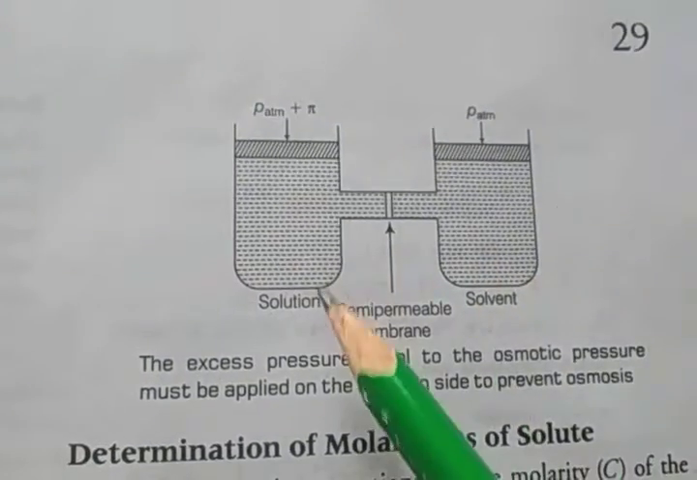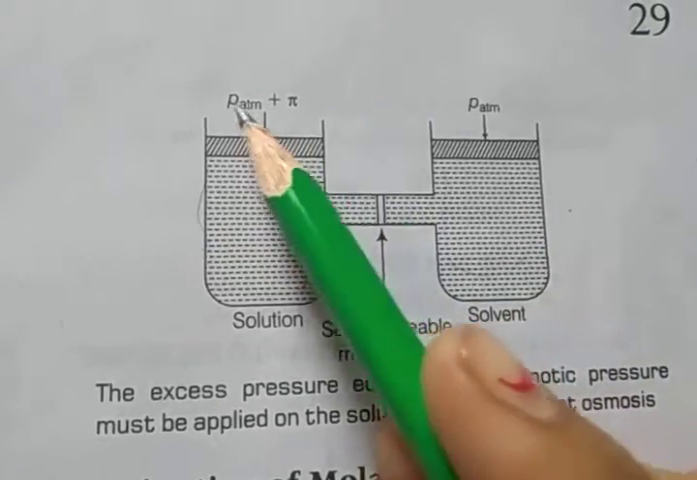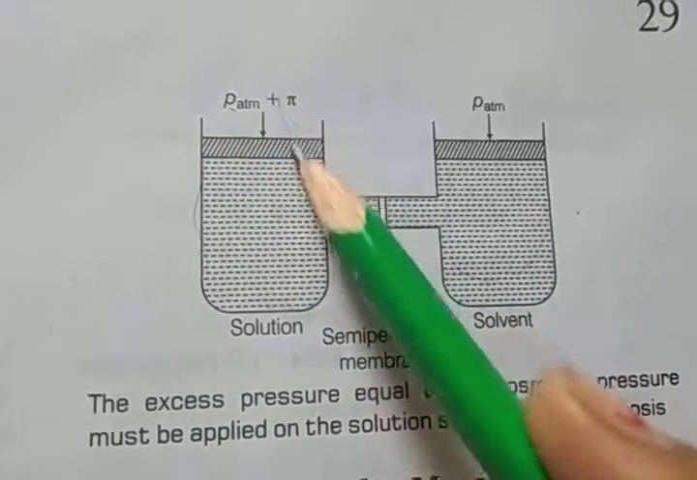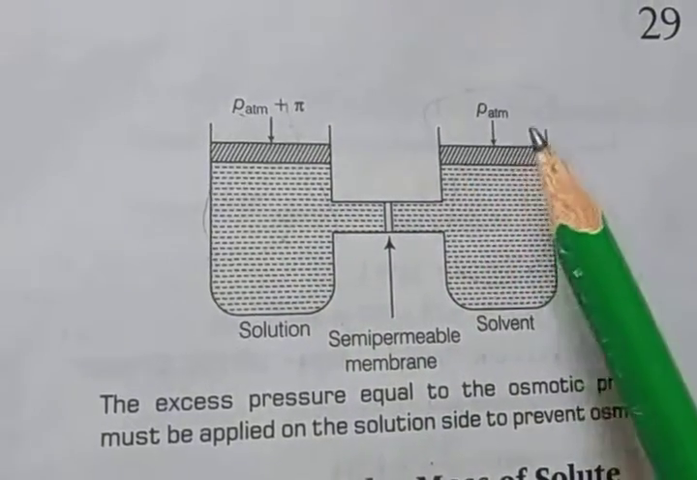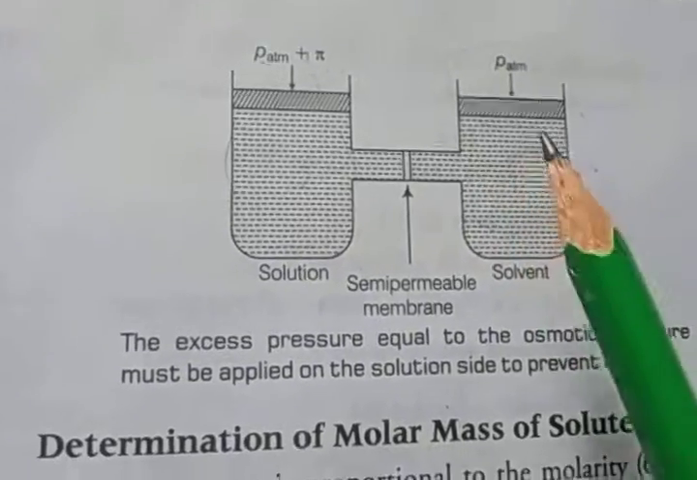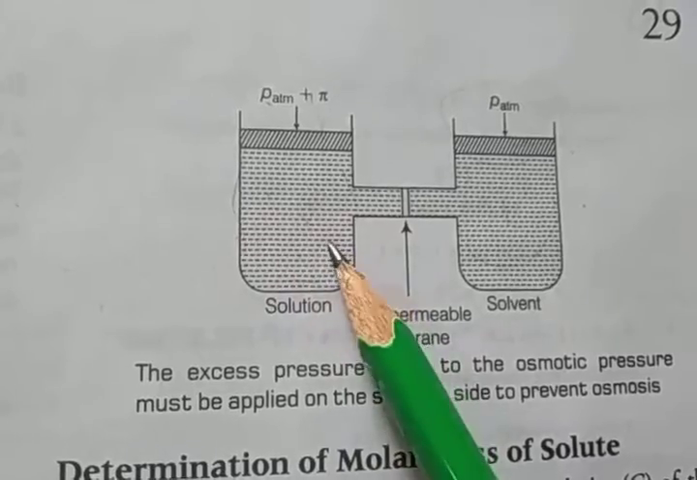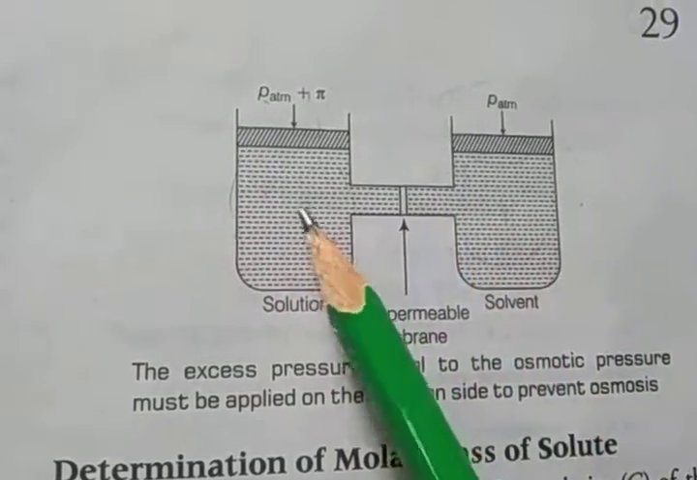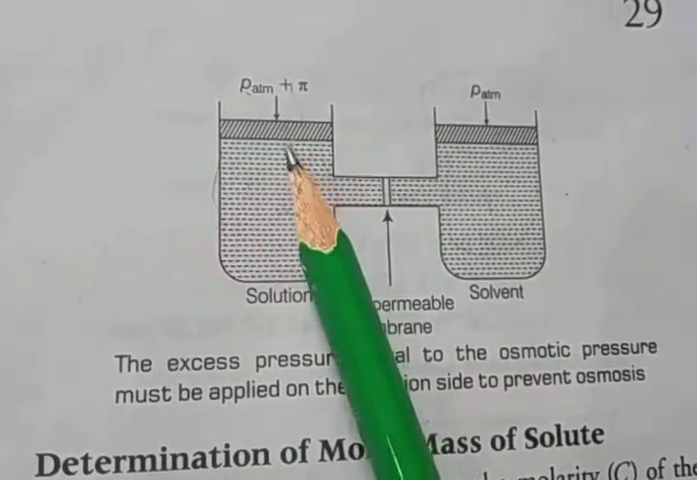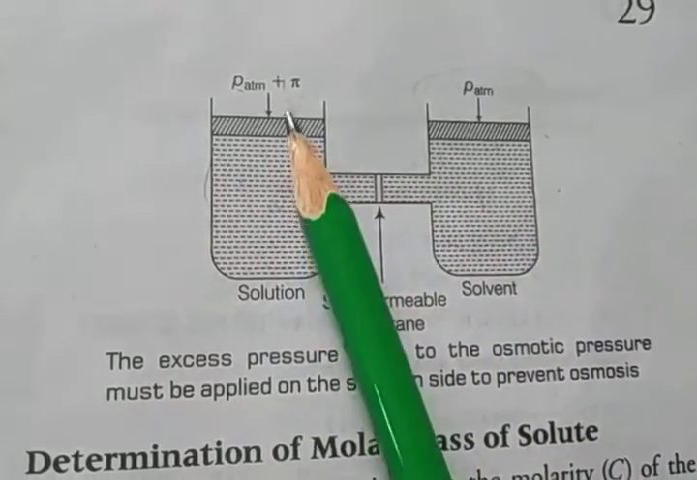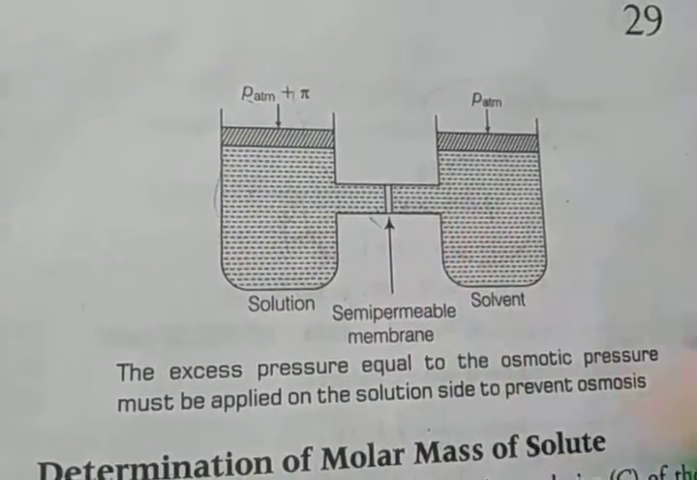In this diagram, this is the solution and this is the solvent. On the solution side, atmospheric pressure plus osmotic pressure, P atm plus pi, is applied, and on the solvent there is only atmospheric pressure, because the solution contains solute particles. Excess pressure equal to the osmotic pressure must be applied on the solution side to prevent osmosis.